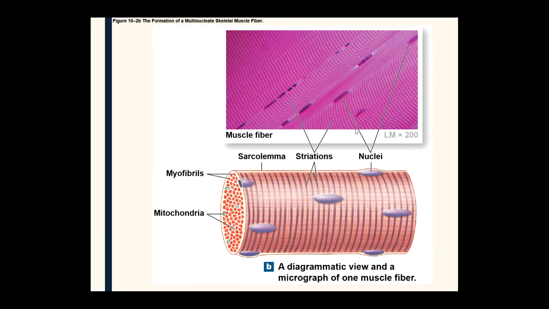Here's what it looks like under the microscope. Notice you don't even have to magnify it that much. This is still low power. And you can see the stripes here. These are the striations. And then the darker areas would be the nuclei. And again, you can see the fibers are these long cylinders like that.